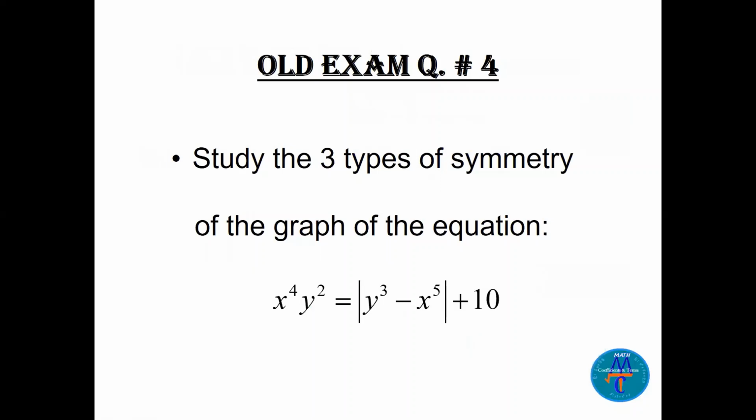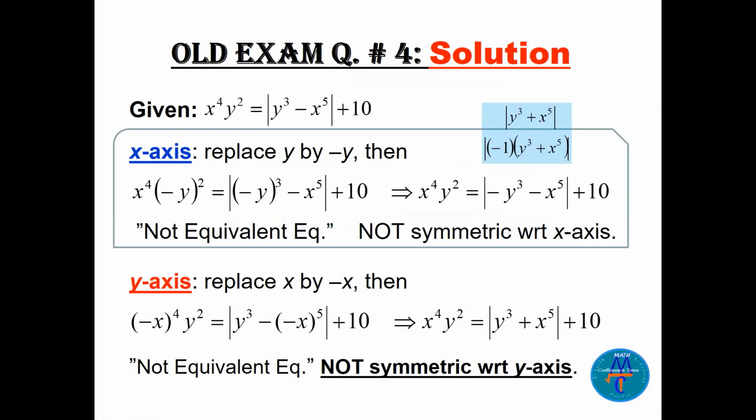Okay, question number 4. Study the 3 types of symmetry. That's a nice equation. It's not an easy equation. I think symmetry is lecture 19 in the algebra course. Lecture 19. You can go and check if you want to see 4 or 5 more examples like that. Here, to check the symmetry, there are 3 types.